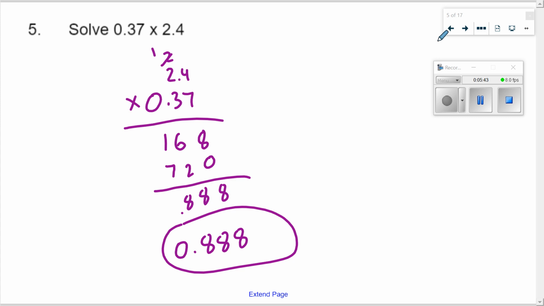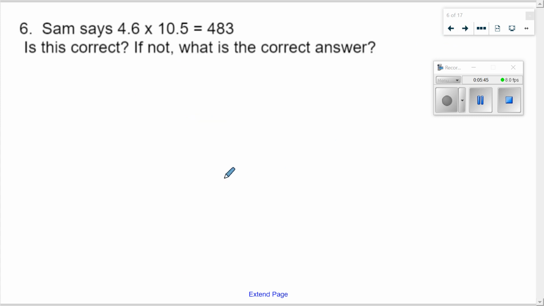888 thousandths. Number 6. Sam says 4.6 times 10.5 equals 483. Is this correct? If not, what is the correct answer? I'm going to tell you right now, the digits are correct. 4.6 times 10.5. If we do the math here, 6 times 5 is 30. Carry the 3. 6 times 0 is 0, plus 3 is 3. 6 times 1 is 6.